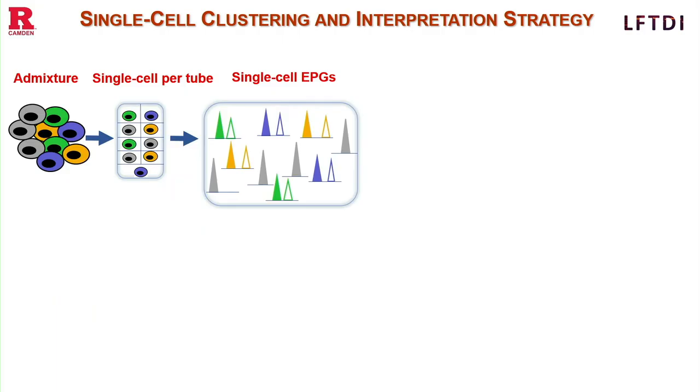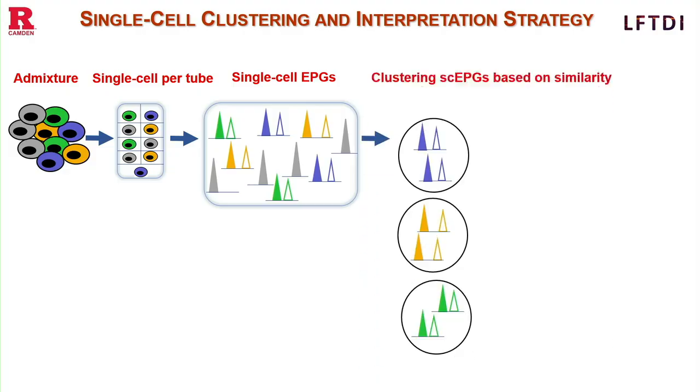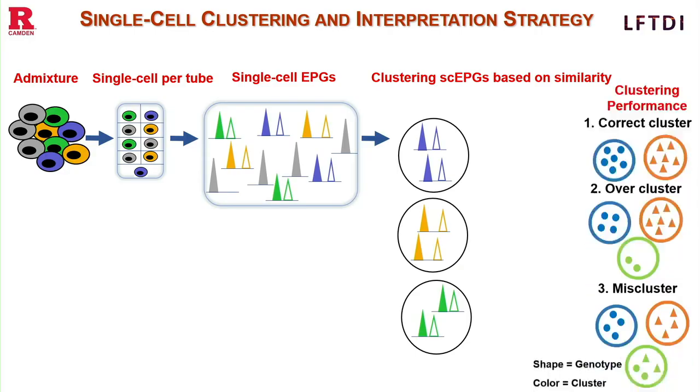So what happens in single cell? Again, like I mentioned, you would have each tube containing one cell, and then you have one EPG corresponding to that cell. Now, the next step is to cluster, to group this data based on the similarity of the EPG qualities. So we don't just stop by just clustering the data, we look at the clustering performance. So that's the next step.